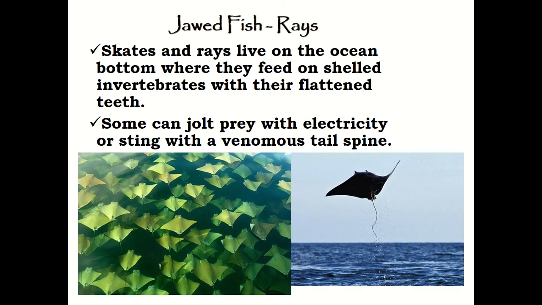And how about skates and rays? Skates and rays, under the chondrichthyes, also live on the ocean's bottom, where they feed on shelled invertebrates with their flattened teeth. Some of them can jolt the prey with electricity or sting them with a venomous tail spine. Over here, you can see the spine.